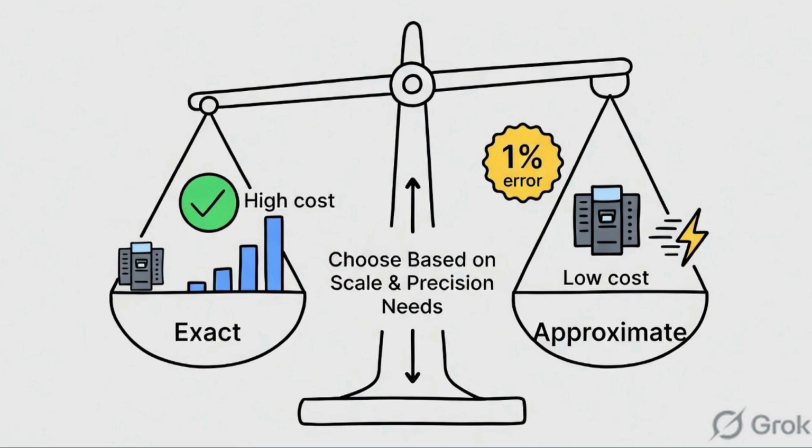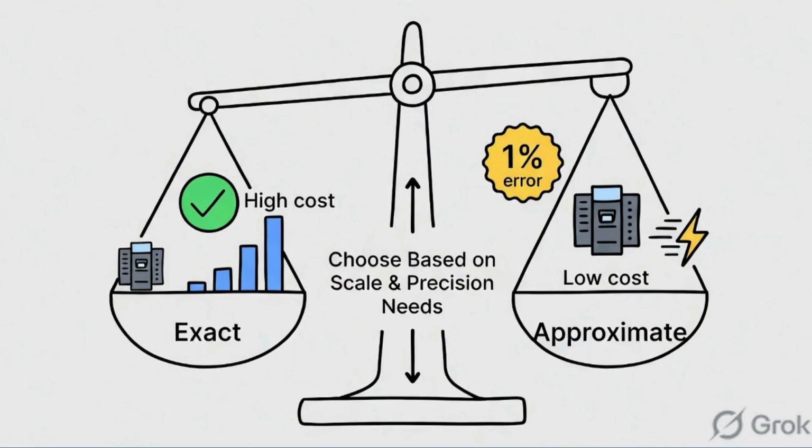On the right pan, approximate. 1% error badge showing tiny inaccuracy is acceptable, massive data icon for billions of rows, low-cost bar because memory stays tiny, and a lightning bolt for blazing speed even at planetary scale. The middle arrow says choose based on scale and precision needs.